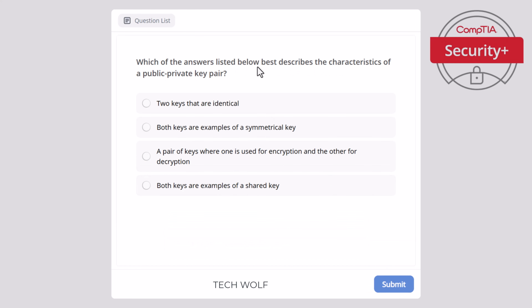Which of the answers listed below best describes the characteristic of a public-private key pair? Two keys that are identical; both keys are examples of a symmetrical key; a pair of keys where one is used for encryption and another is for decryption; both keys are examples of a shared key. And here the correct answer, which describes a public and private key pair, is a pair of keys where one is used for encryption and another one for decryption.